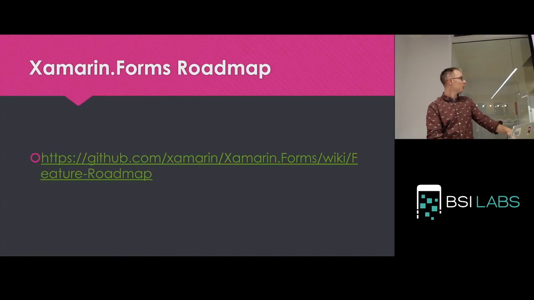If you want to look at the roadmap, it's up on GitHub under Xamarin.Forms. There's a whole bunch of stuff constantly being added there. I didn't say anything about 4.0 here, but there's a lot coming in 4.0, CollectionView being the biggest one, and probably Shell being the other biggest one. So those are interesting. And this is it for me.